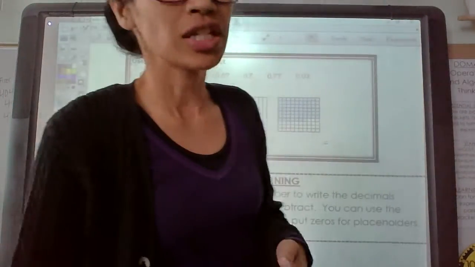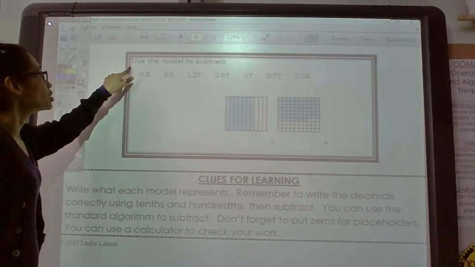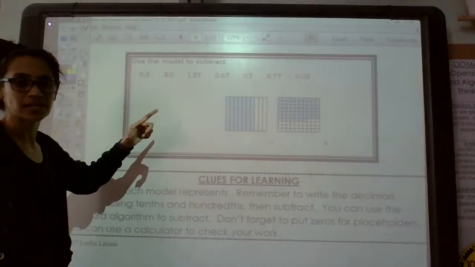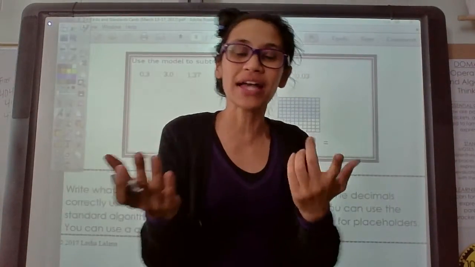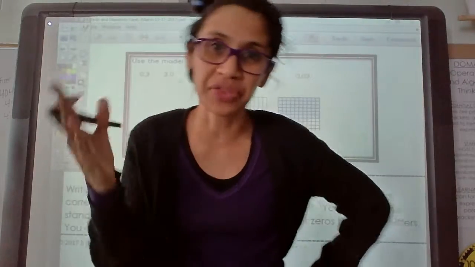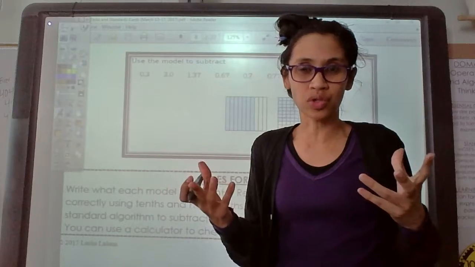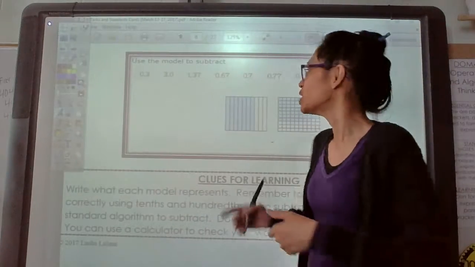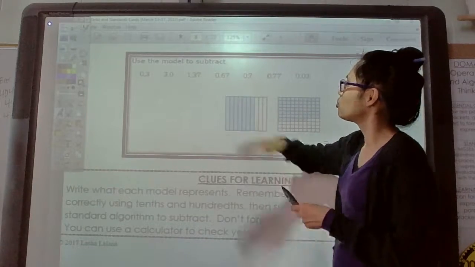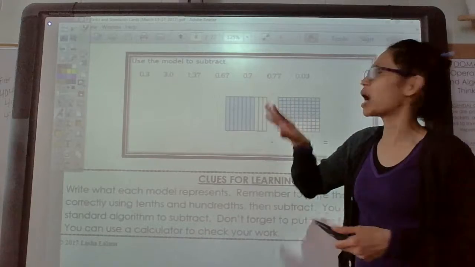Let's begin. So let's start off by reading. Let's take a look at this problem. It says, use the model to subtract. Now, what is a model? Not that kind of model. This model is a visual representation that shows you a picture of the math, the numbers that we are going to do, okay? So here we have a bunch of different decimals right here and two models right here.